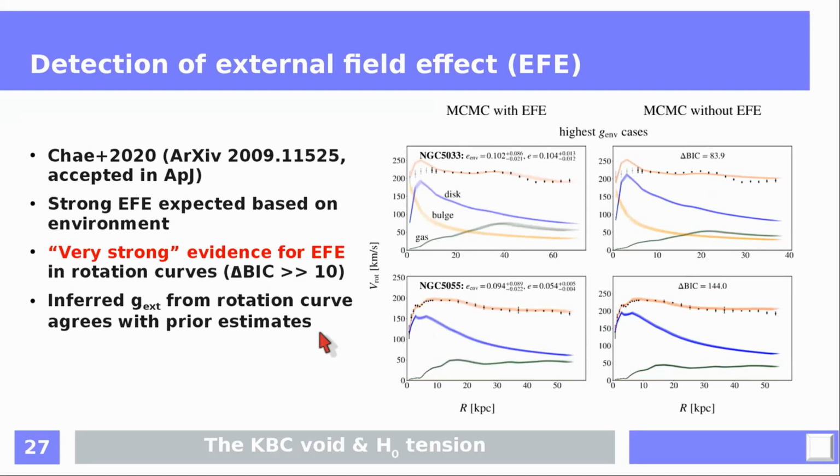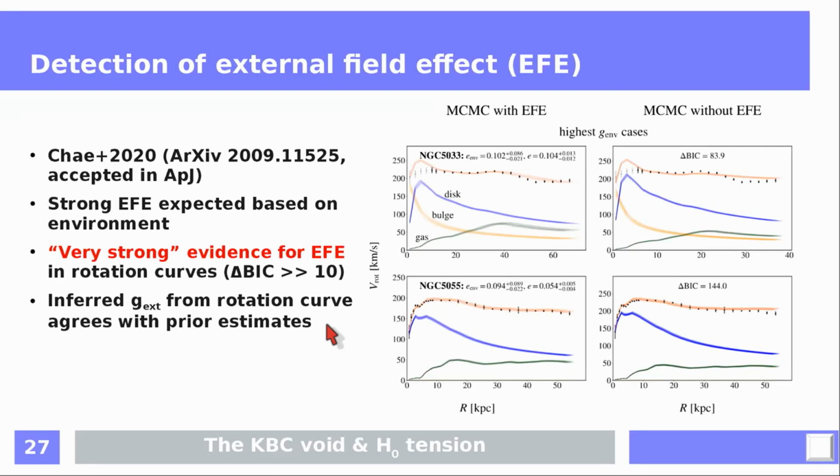So in this paper, it says that the formal significance of the detection is between 8 and 11 standard deviations, depending on how it's measured. And this has recently been accepted for publication in ApJ. Also, the other thing is the value of the external field that's inferred from just looking at the rotation curve is consistent with prior estimates based on the surroundings of the galaxy in question.